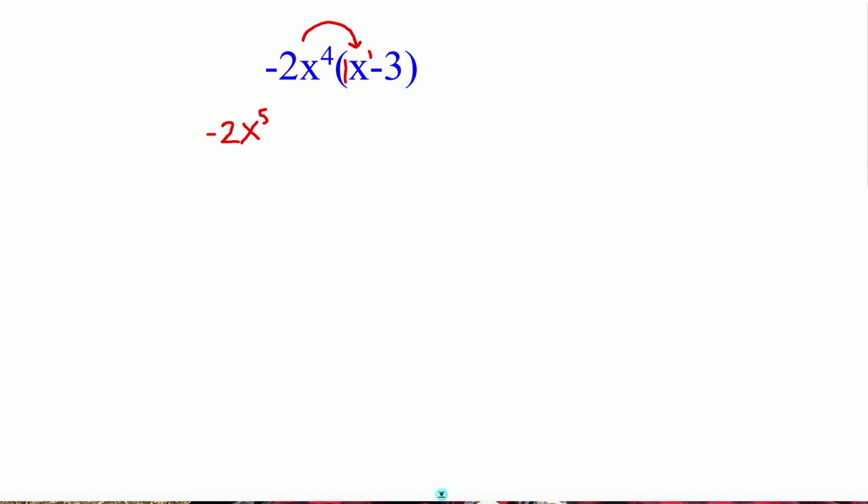Now I need to distribute again. I need to distribute negative 2x to the 4th times negative 3. So negative 2 times negative 3 makes that positive 6x to the 4th. So I'm distributing to both terms.